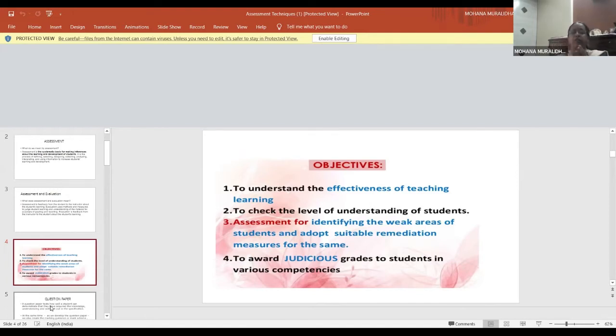So, to understand the effectiveness of the teaching-learning process, first, to check the level of understanding of the students. Assessments are also for identifying the weak areas of students. Supposing we are evaluating, we are giving a question, where I'm asking you to find out the area of a triangle or a rectangle, whatever it is. First the child should understand and identify the formula. Then he has to apply that formula and substitute the values. After that he has to do the computation. That is evaluation.